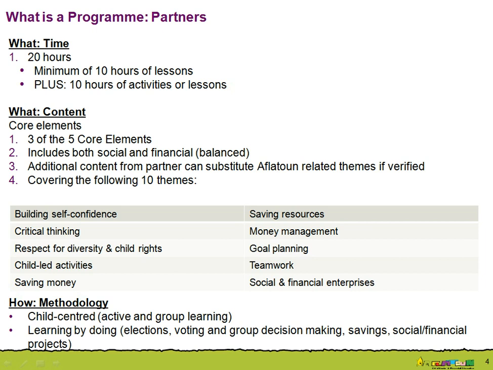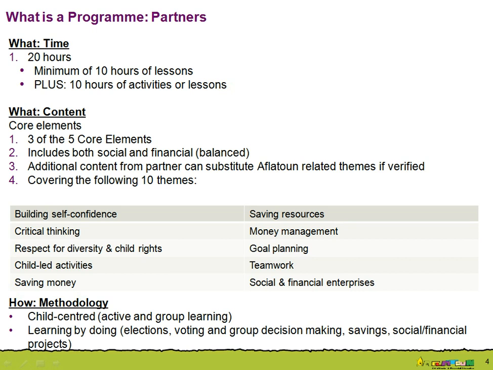These 10 additional hours can either be activities, such as savings group meetings, enterprise meetings, visits to banks, and so on, or they could also be 10 additional lessons. Most of the books have at least 20 lessons, so you'll be able to cover this one way or the other. In some cases, you might take one lesson and cover it across 2 hours, for example, because the content is important for your context. So again, it's 10 hours of lessons plus 10 hours of activities and/or lessons.